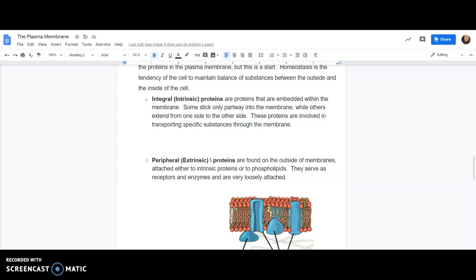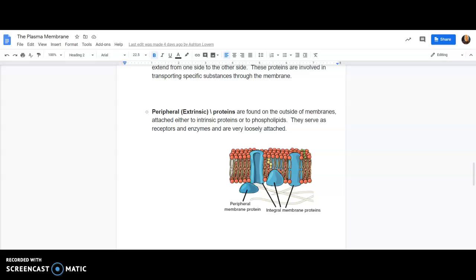Peripheral or extrinsic proteins are found on the outside of membranes, attached either to intrinsic proteins or to phospholipids. They serve as receptors and enzymes and are very loosely attached.